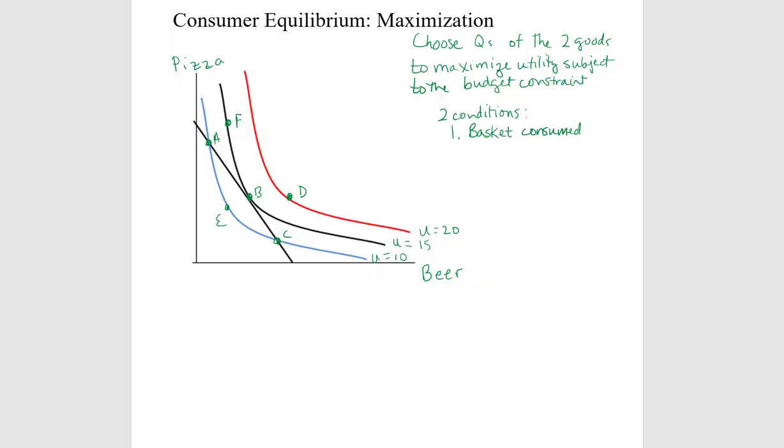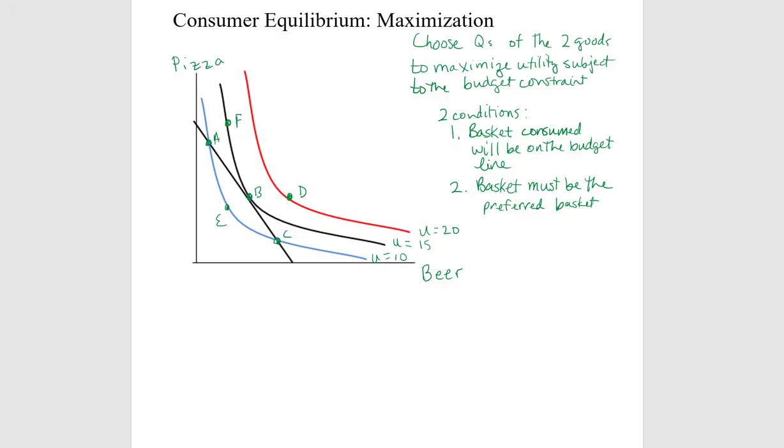The first condition is that the basket consumed will be on the budget line. The second condition is that the basket must be the preferred basket, which is to say that that basket must provide them the highest possible utility given that budget constraint.